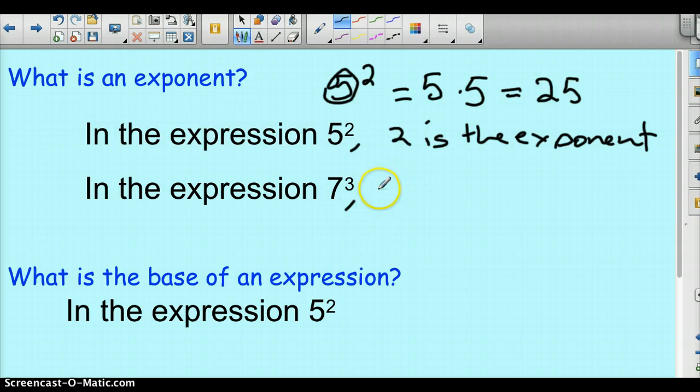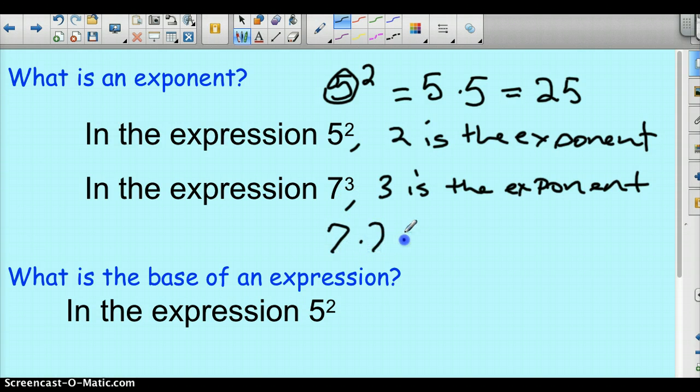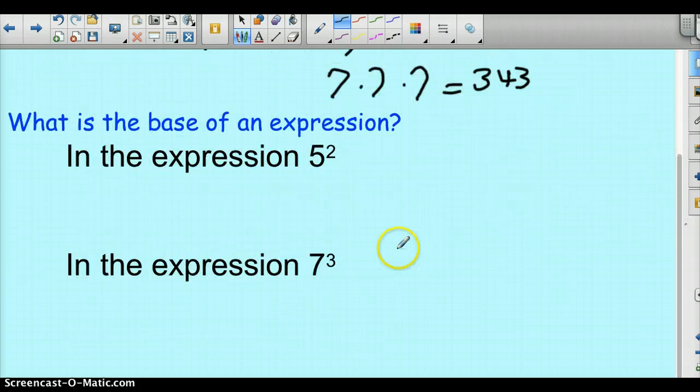In the expression 7 to the third power, 3 is the exponent. Once again, the exponent is a smaller number up in the corner. We also call it the power. However, what it does is it tells you how many times you're going to multiply the base by itself. 7 to the third power is not 21. It is 7 times 7 times 7. We take that base 7 and multiply it times itself 3 times because 3 is the exponent. 7 times 7 times 7 is 343, not 21. So be careful with this stuff. As I said, people mess them up when they think they've got them.